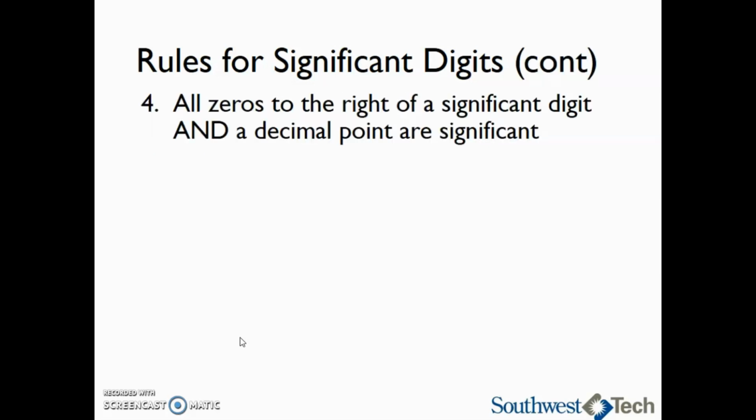Rule number 4 tells us all zeros to the right of a significant digit and a decimal point are significant. So in 75.0 inches, we have a significant digit, 5. We have a decimal point, so any zeros located to the right of that decimal point will also be significant. So in this case, this 0 is significant because it is located to the right of a significant digit and a decimal point.